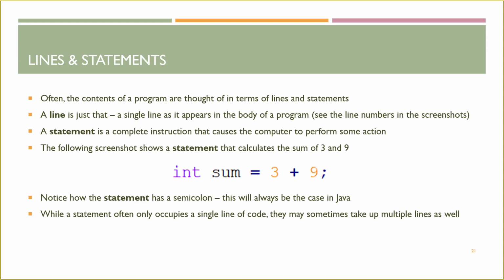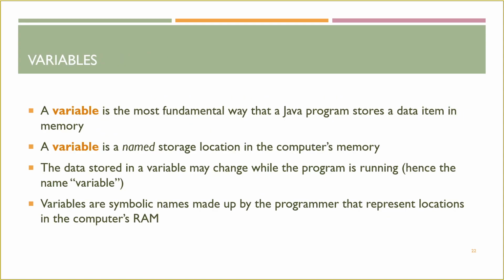So let's talk about variables. A variable, and I've discussed this earlier in the video, is the most fundamental way that a Java program stores a data item in memory. So we refer to variables, they're very closely tied to memory, right? RAM, our random access memory. All a variable is, is a named storage location in our computer's memory. The data stored in a variable may change while the program is running, hence the name variable.